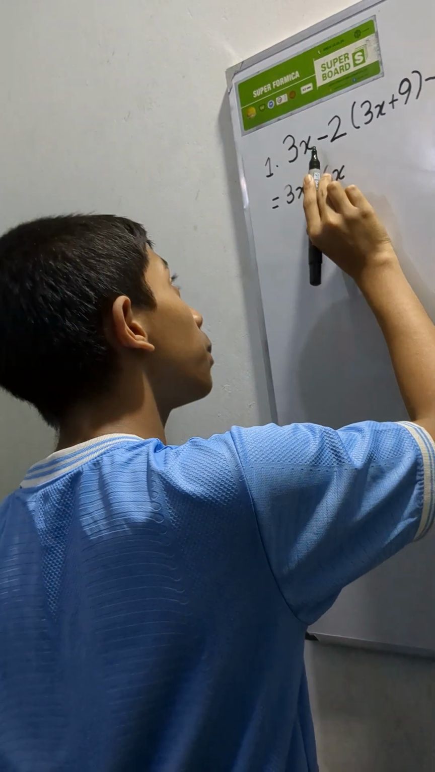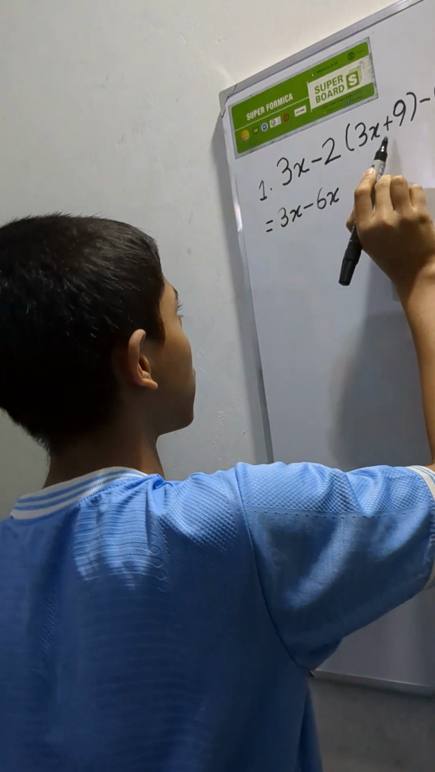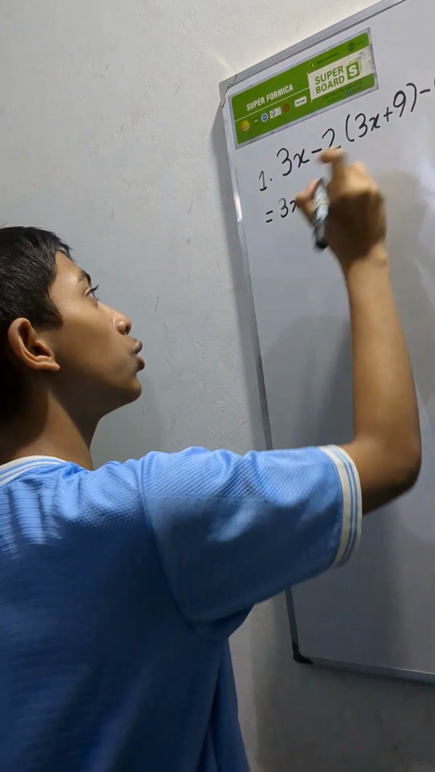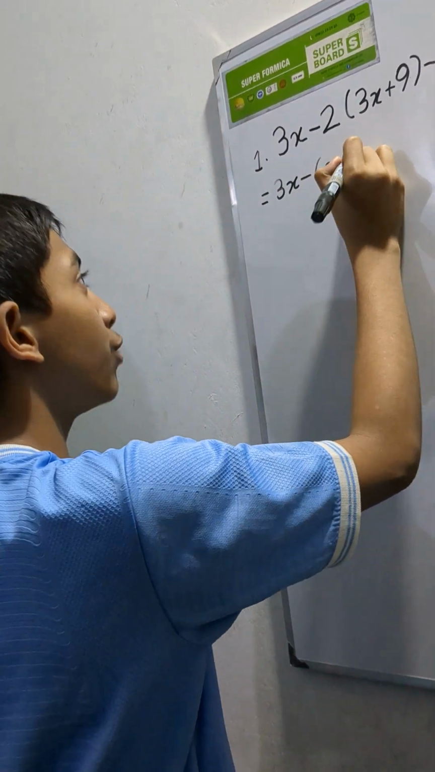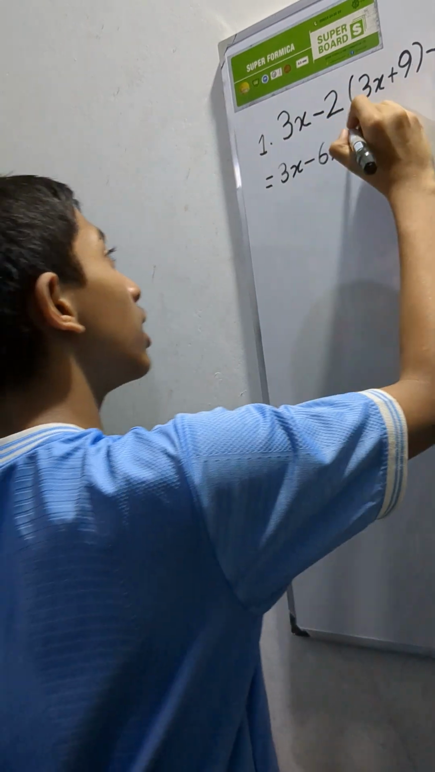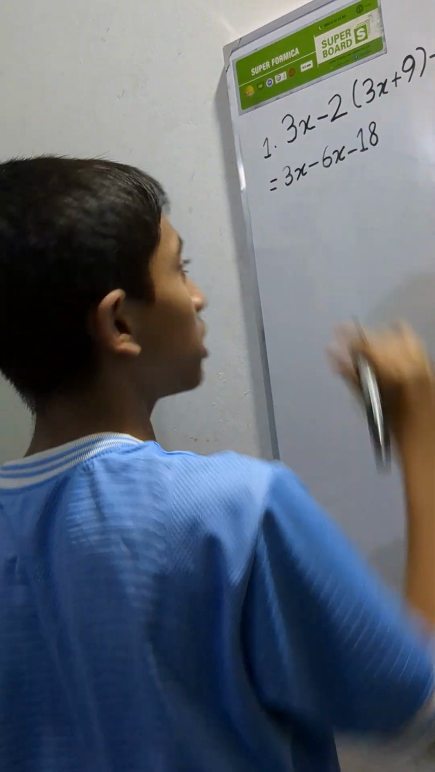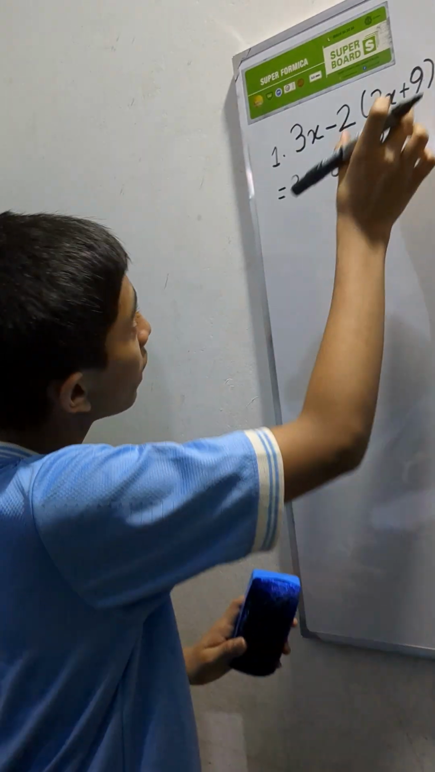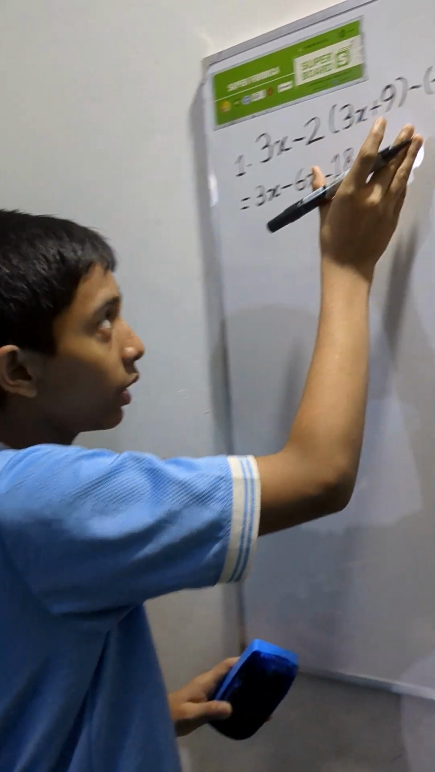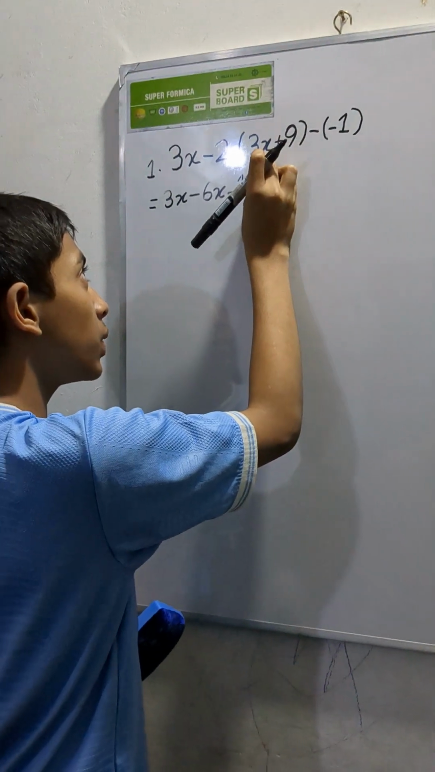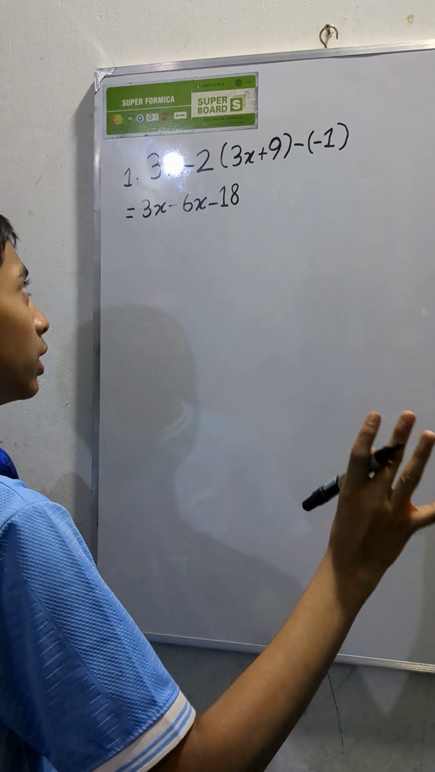Then here's a minus sign and here's a plus sign. So if we multiply plus and minus, then it will be minus. And if we multiply 2 with 9, it will be 18. Can you understand? I'm telling you again. At first we should work inside the bracket, but inside the bracket here is 3x and here is 9, so we can't do anything here.